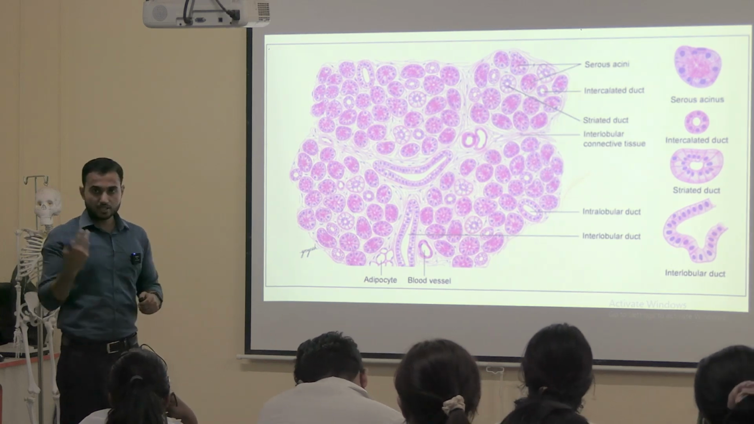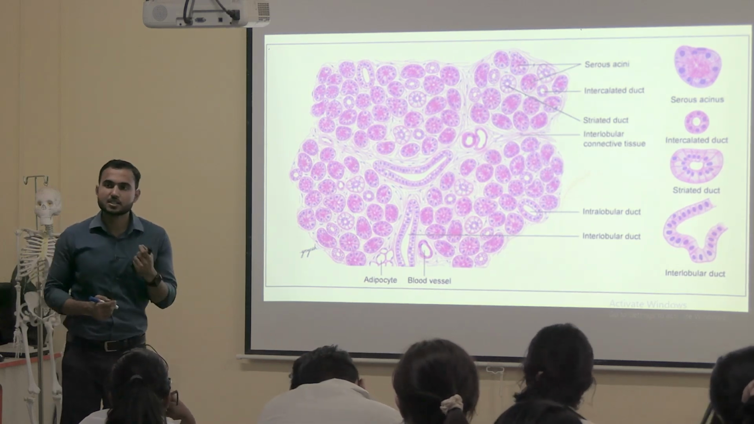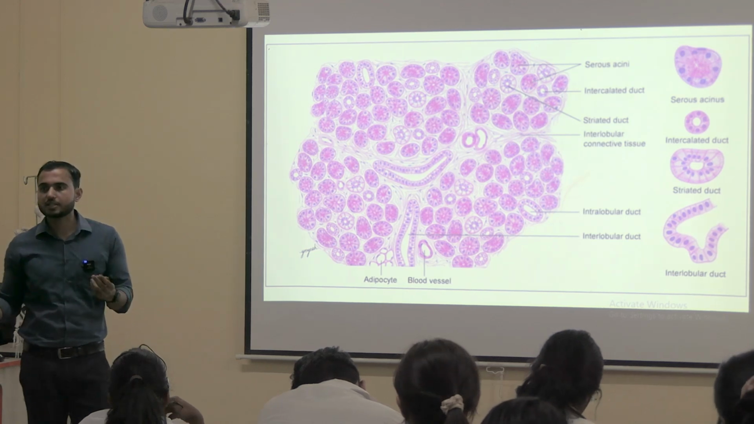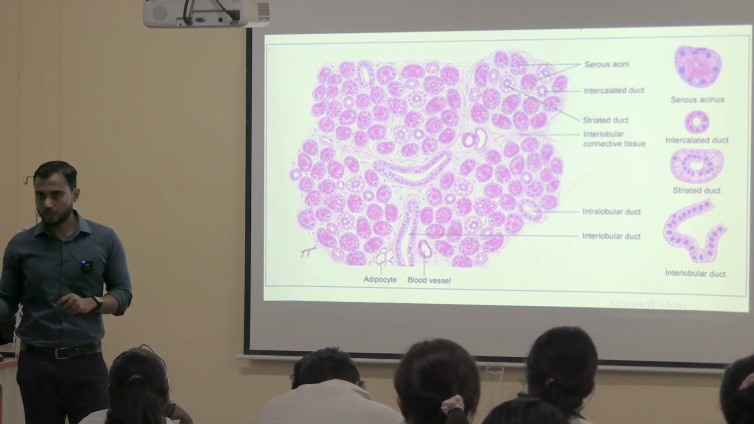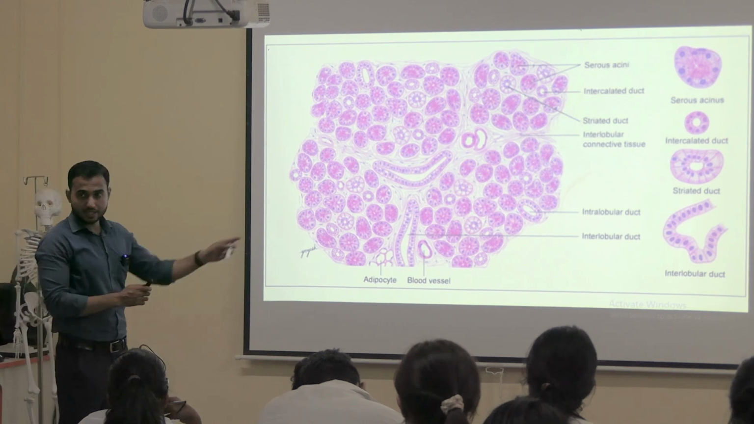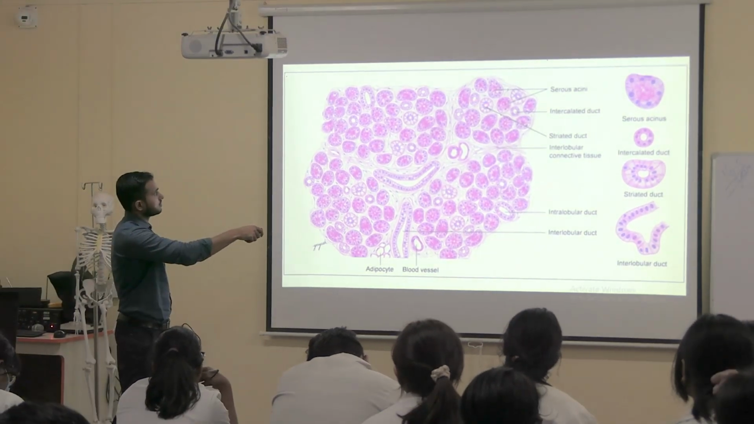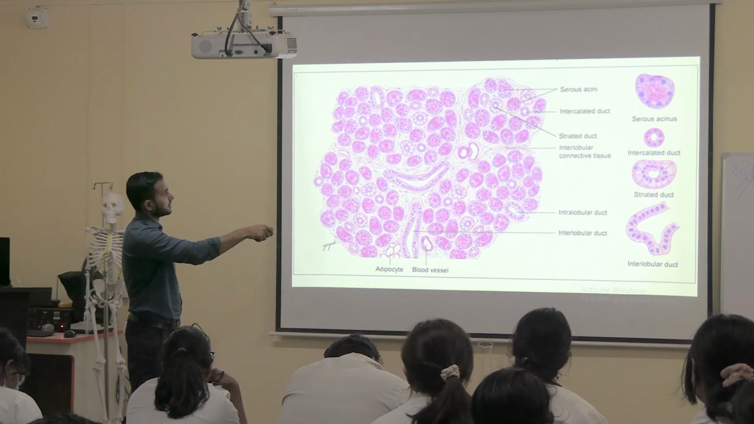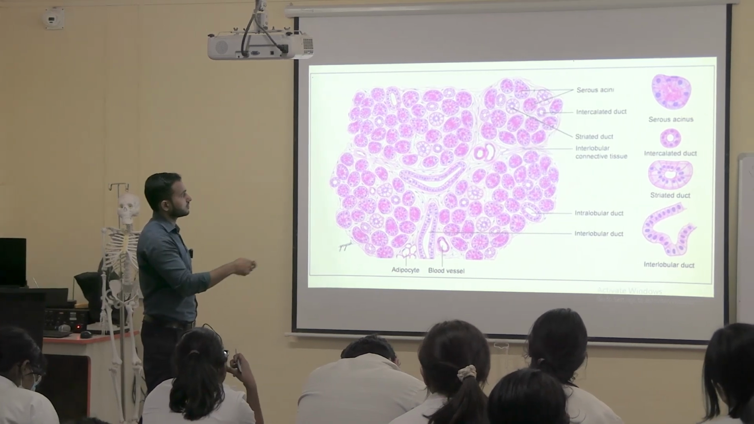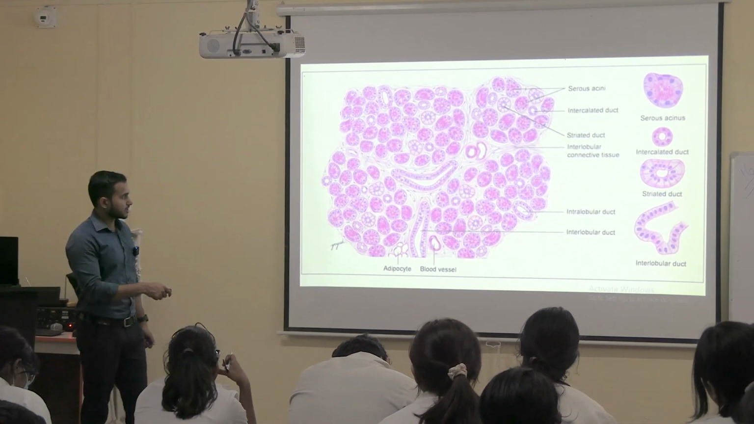Next you can see the striated duct. As I said, the striated ducts are numerous, or you can say they are more in the parotid gland. Can you see the striated duct? Look, this is one striated duct. This is one striated duct. These are all striated ducts. This is also a striated duct.